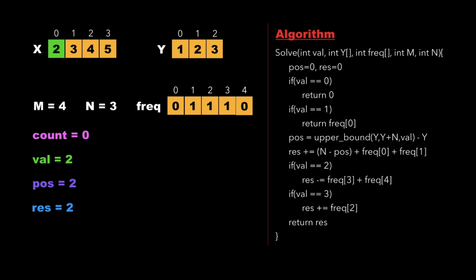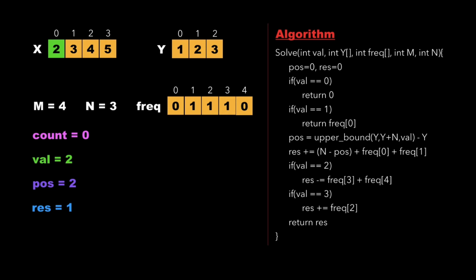Now we check whether the variable val is equal to 2. Since val was equal to 2, we subtract the frequency of 3 and 4 from result because we have an exception: 2 power 3 is not greater than 3 power 2. We have the reverse case, that is 3 square is greater than 2 cube. Therefore we subtract the value of frequency of 3 and frequency of 4 from result. So the updated value of res, or result, is 1.